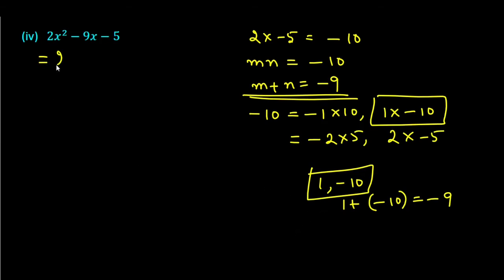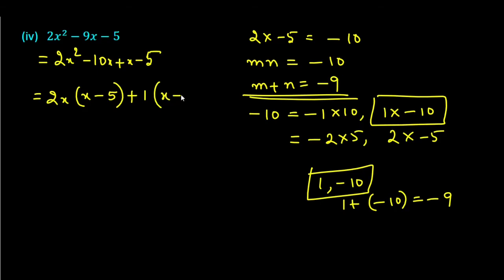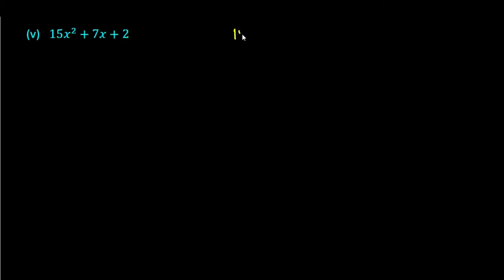So this can be written as 2x² − 10x + x − 5. Now taking 2x as a common factor, we remain with x here and −5 here. Here again we have x − 5. We can take 1 as a common factor. So 1 into (x − 5). Here taking x − 5 as a common factor from these two units, we get (x − 5) into (2x + 1). Here we have 15 and 2.